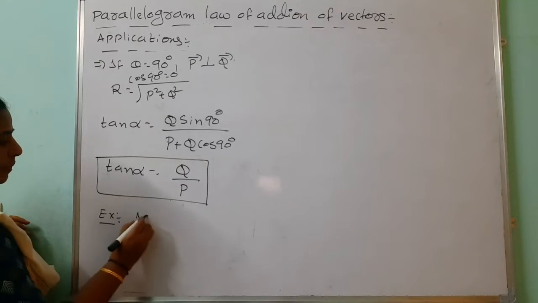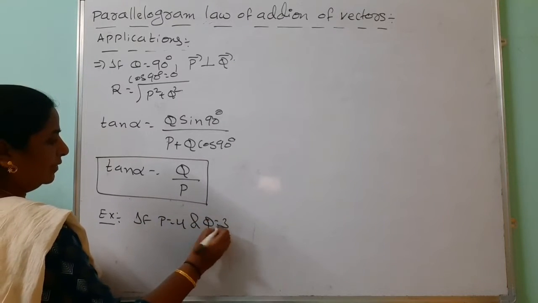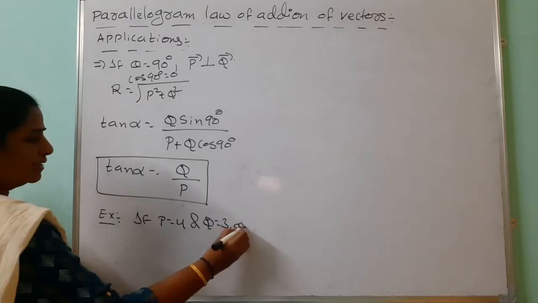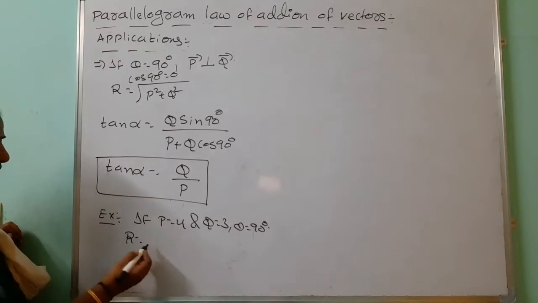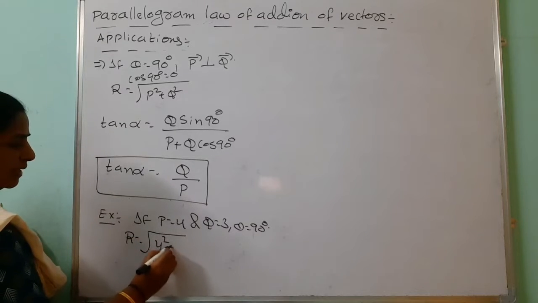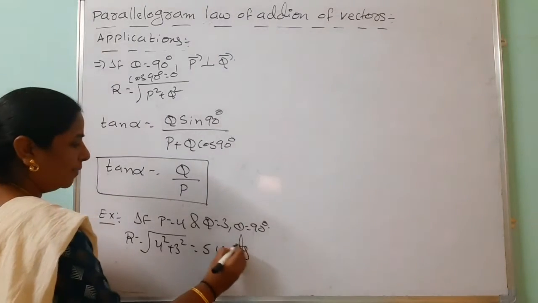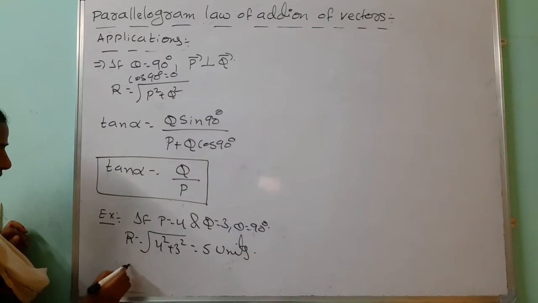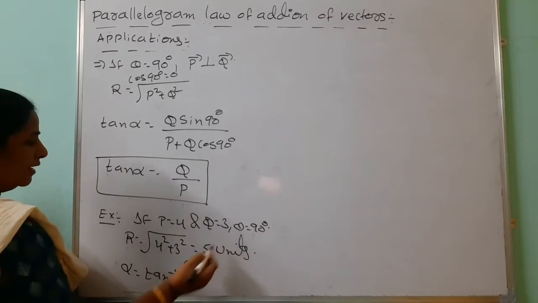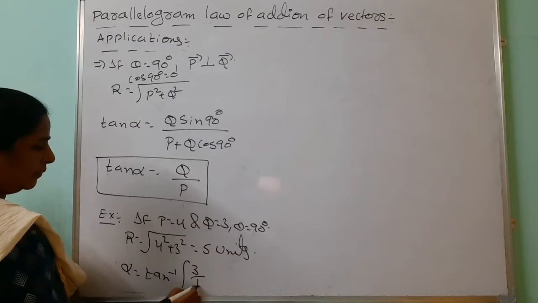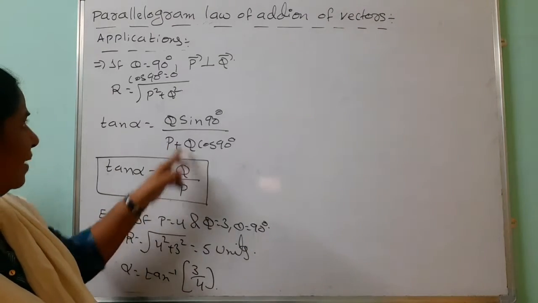One example we will do here. See, if P equals 4 and Q equals 3 units, with theta equals 90 degrees, how do we find the resultant? Under root 4 square plus 3 square, under root 25, is 5 units. At the same time, the direction: alpha equals tan inverse of Q by P, which is 3 by 4. Like that we can find the direction, as usual, and the magnitude.